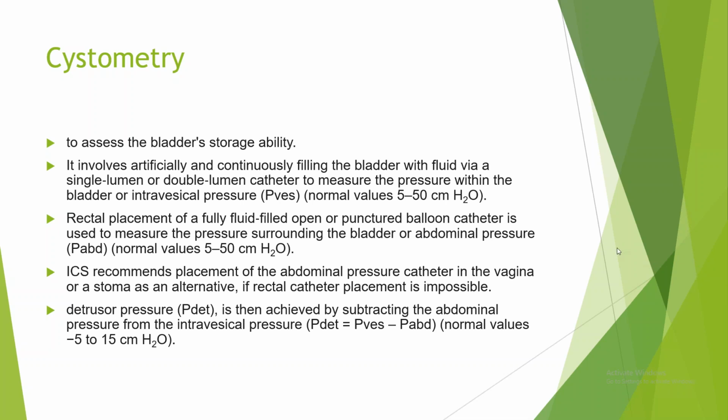So here we are going to insert two catheters or a double lumen catheter in the bladder. It will measure bladder pressure. And then another catheter we are going to insert in the rectum.